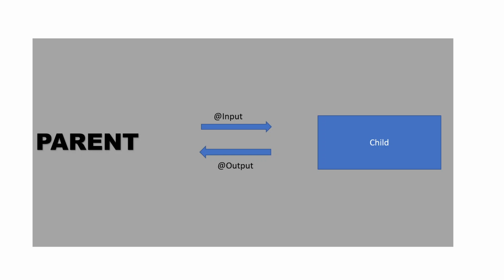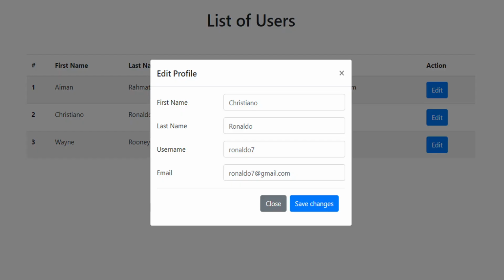Here there will be a parent component, and a child component inside the parent component. For communicating from parent to child we use the @Input decorator in Angular, and if you want to pass some data from child to parent you use the @Output decorator. I will tell you in which scenario you have to use @Input and @Output, and why we need to pass the data. I will give an example scenario.